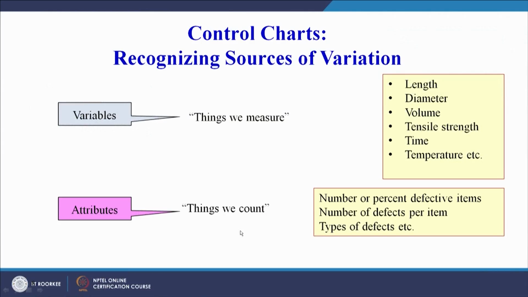And then we have attributes, things we count. Count means that sometimes we can count, for example, if we switch on the light 100 times, how many times the light will get switched off, or if we check a number of bulbs for defectives. For example, a company is producing electric bulbs, and out of 100 bulbs that have been checked, we find out that 10 are defective and 90 are acceptable. So we have counted that 10 are defective, 90 are acceptable.